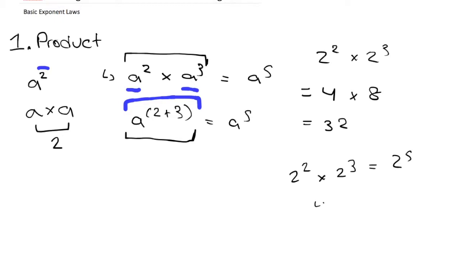And we know that 2 to the power of 5 is 2 times 2, how many times? Well, 5 times. So I'm going to punch it into my calculator right here.